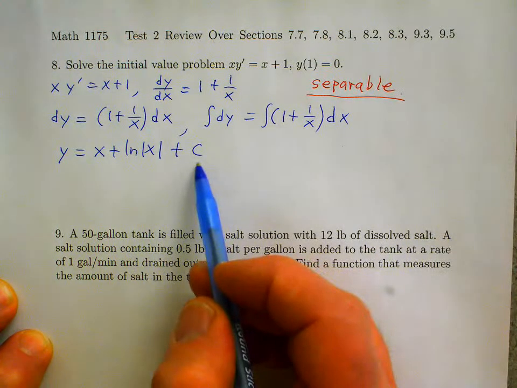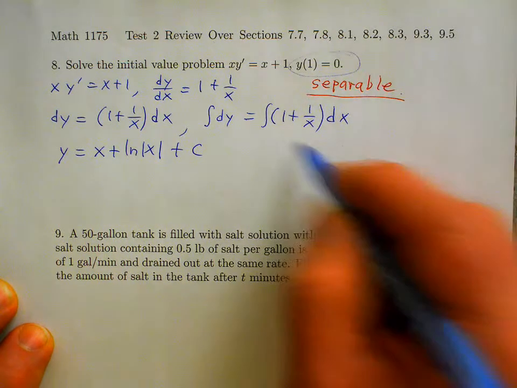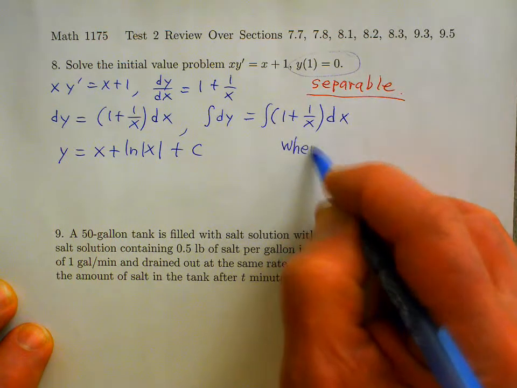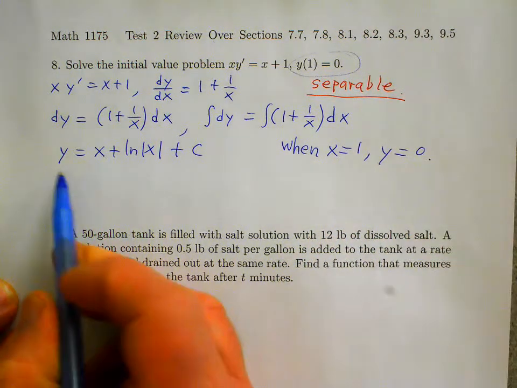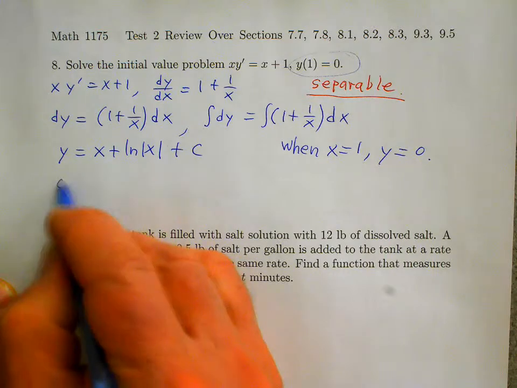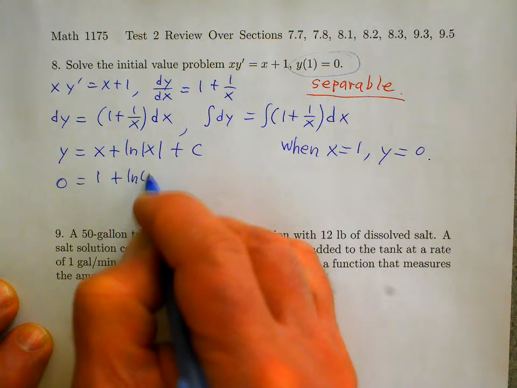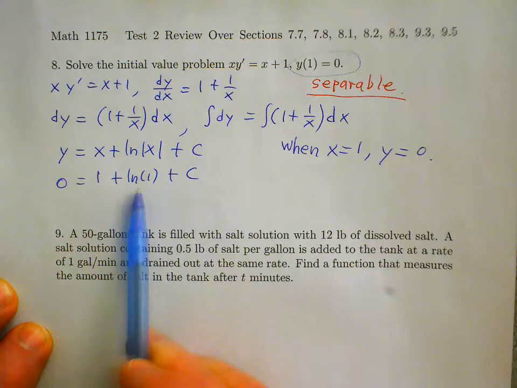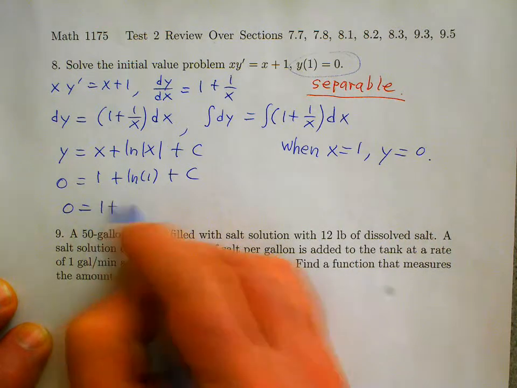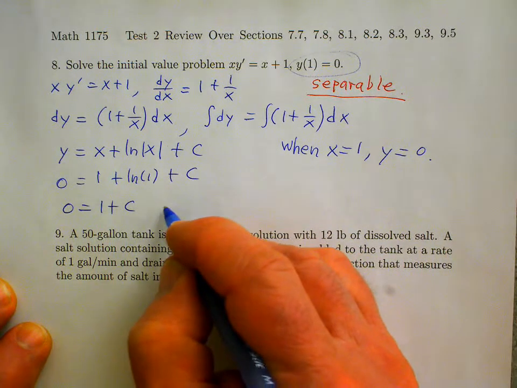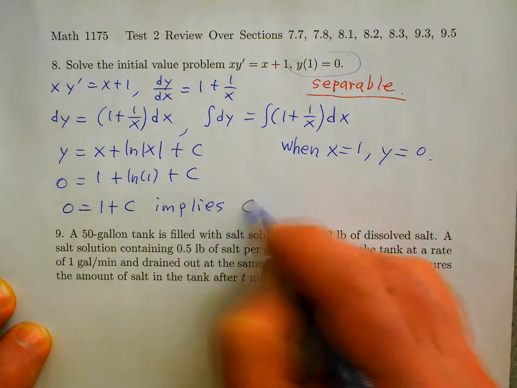And then to determine what the constant is, we use the initial value, and that means that when x is 1, y is 0. So replace y with 0, and replace x with 1. The natural log of 1 is 0, so we get 0 equals 1 plus c, and this implies c is equal to -1.